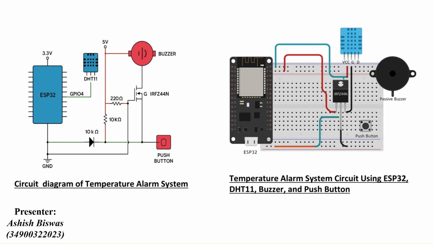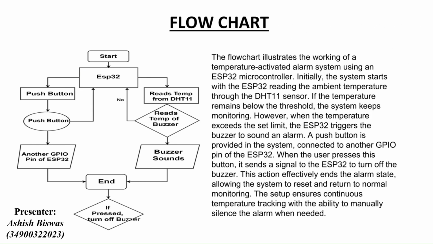Circuit diagram. In the circuit diagram, we used an ESP32, DHT11 sensor, a buzzer, and a push button. The sensor connects to the ESP32's GPIO4 pin while the buzzer is powered. The push button is also connected to ESP32, allowing user input to stop the buzzer. Now the flowchart.